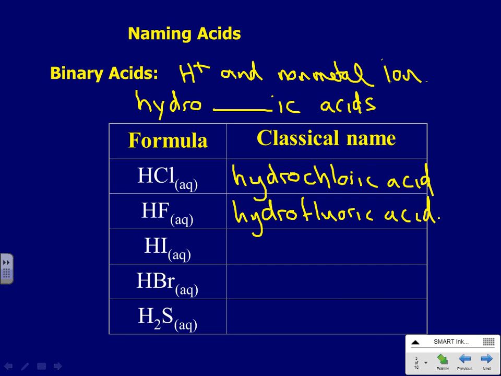Okay, and what's the next one going to be called? It's a little bit of a tongue twister. But you're close. Hydroiodic acid. Next one. What do you think? Hydrobromic acid? Yep, hydrobromic acid.